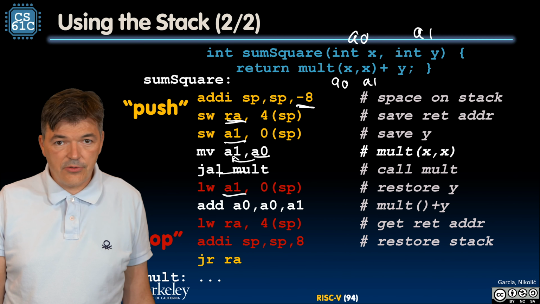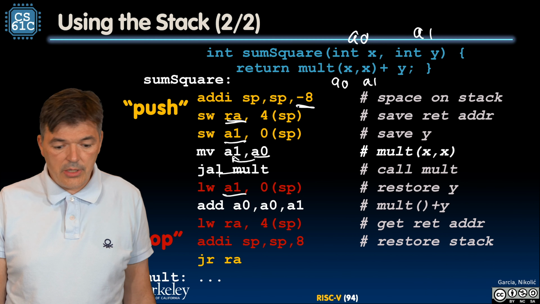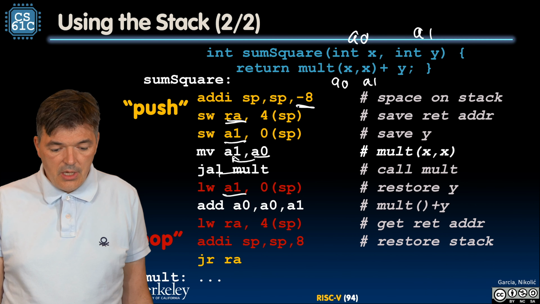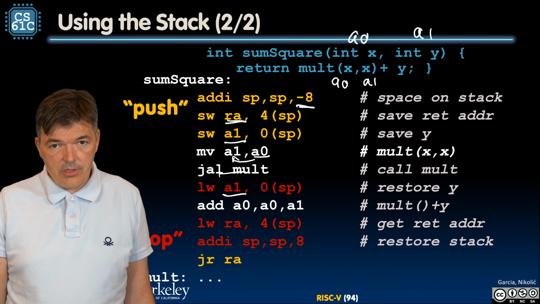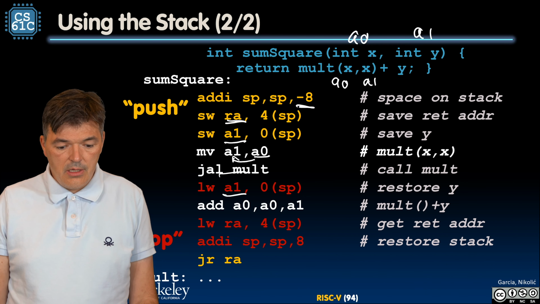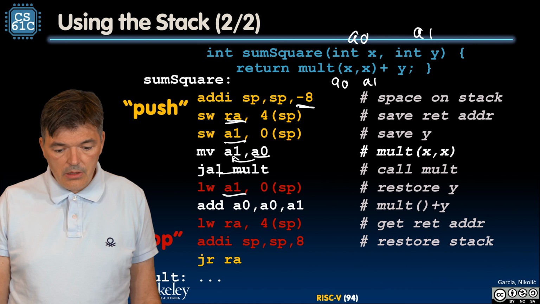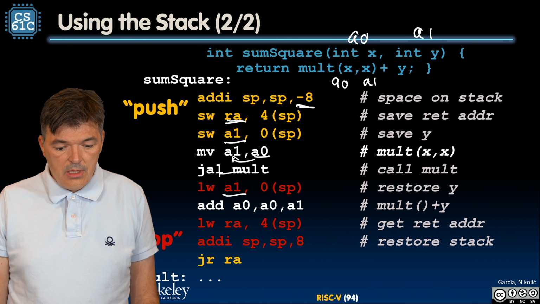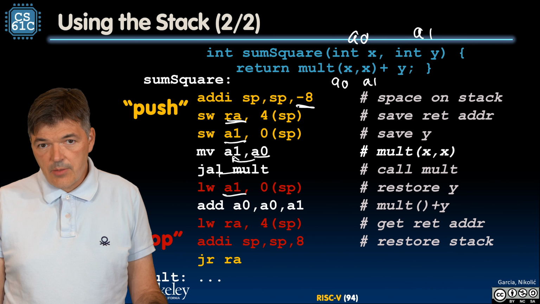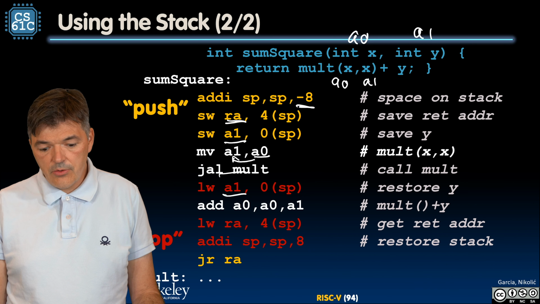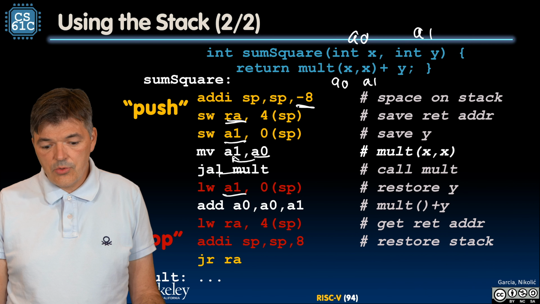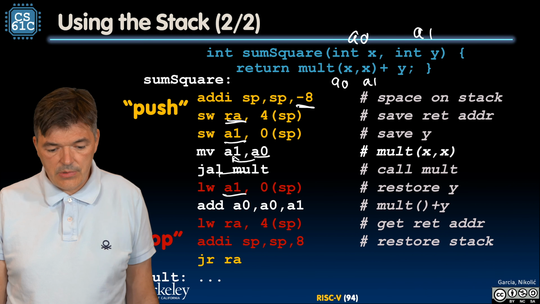We'll add the result of mult to y, or y to the result of mult, and then we need to clean up. We recall from the stack the return address, we clean up the stack pointer, we increment the stack pointer by 8 to put it to the previous value, and then we are ready to jump back to the return address.